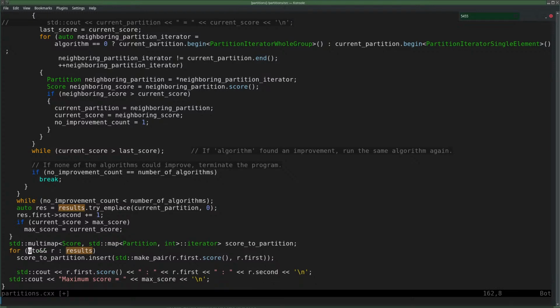and now we run over iterators here. Just auto whatever, some result iterator is results.begin. Result iterator is unequal results.end. Next iterator. And then we store.